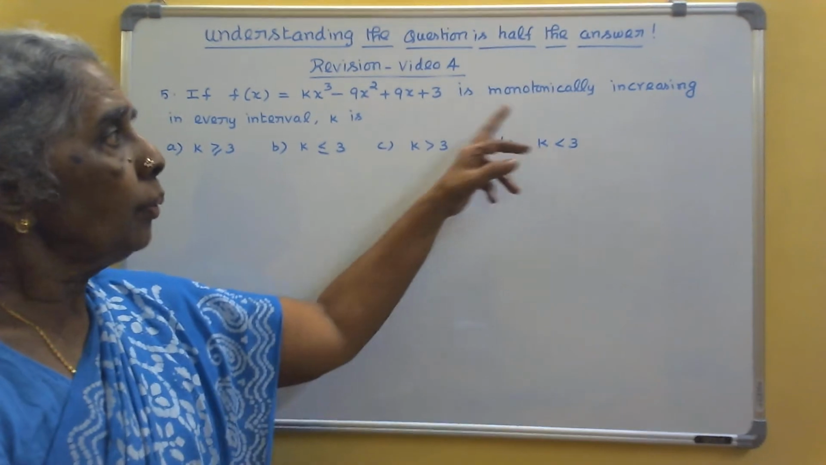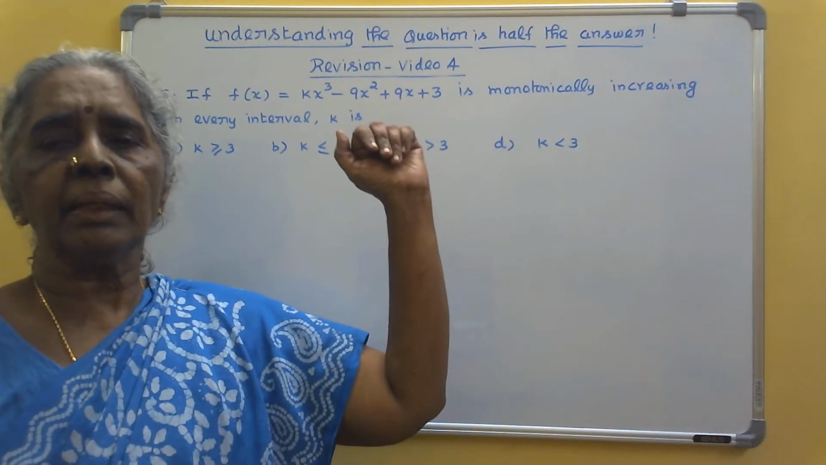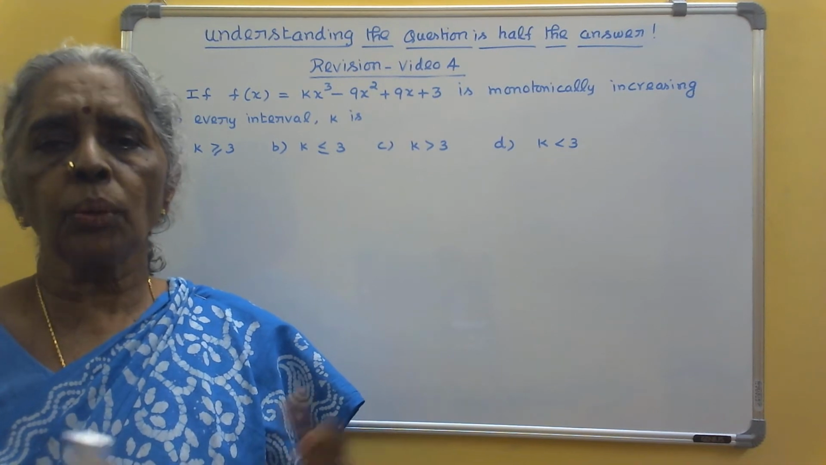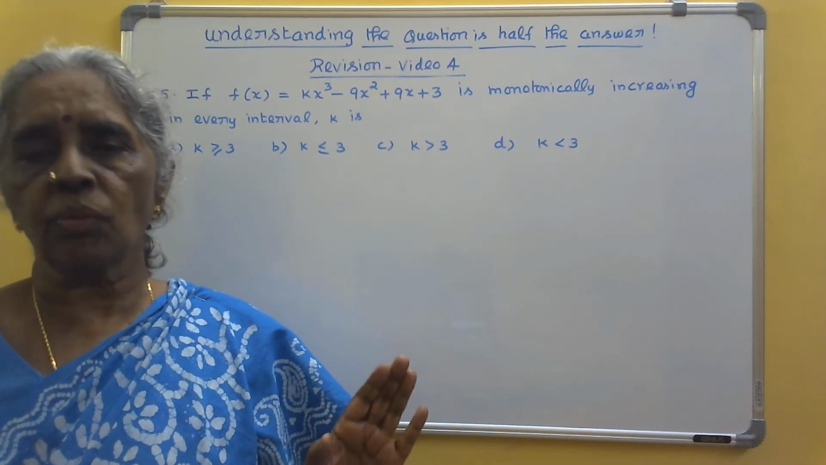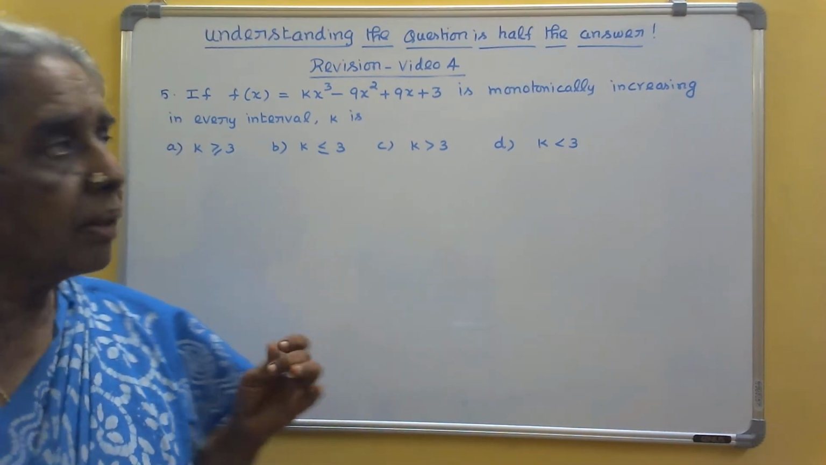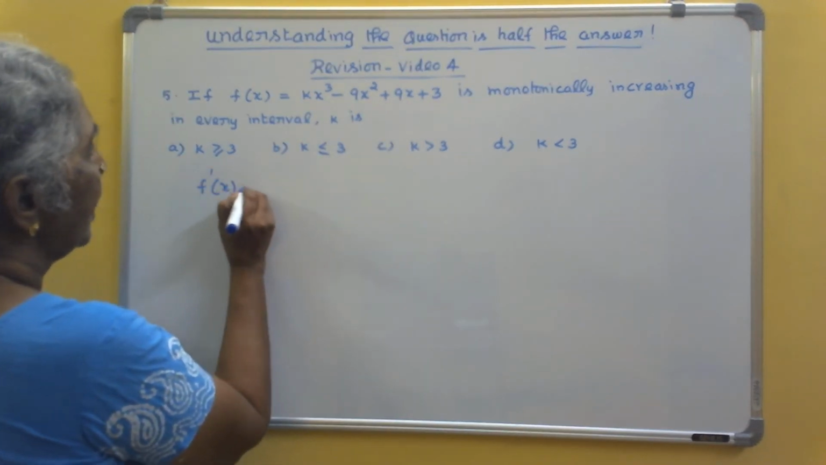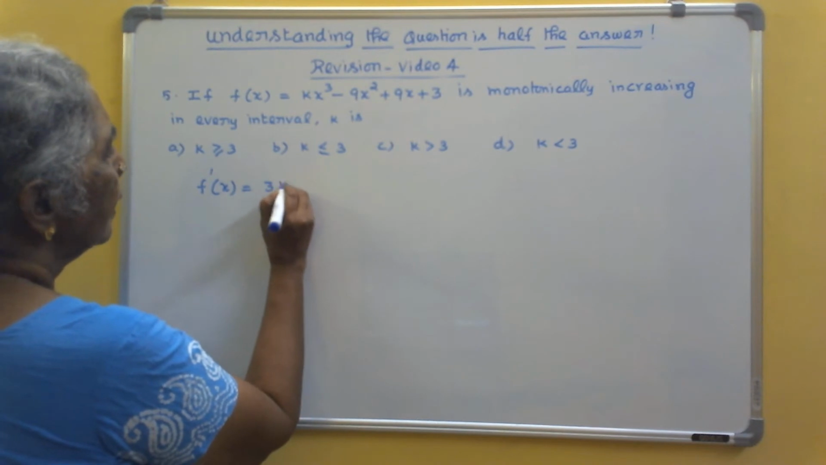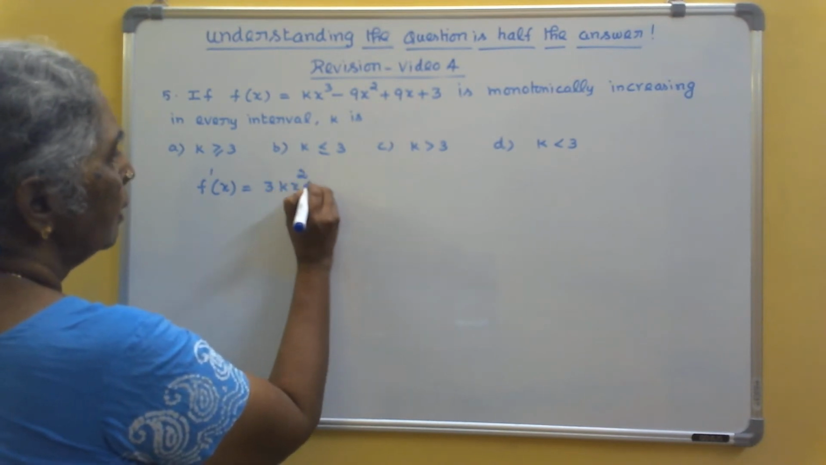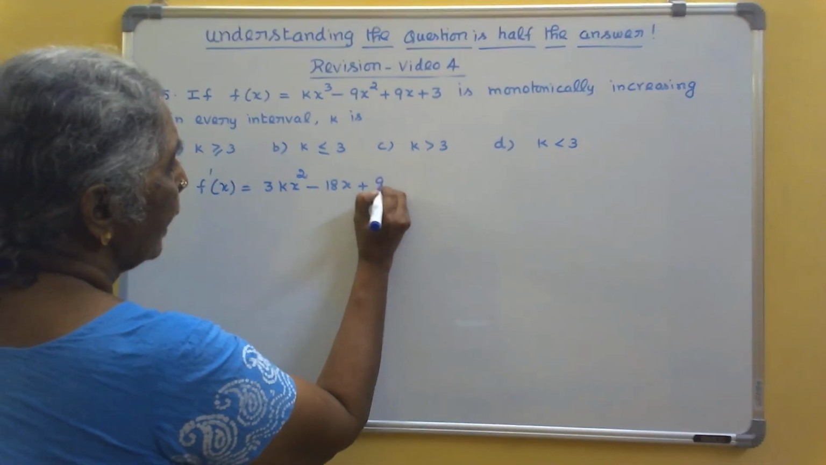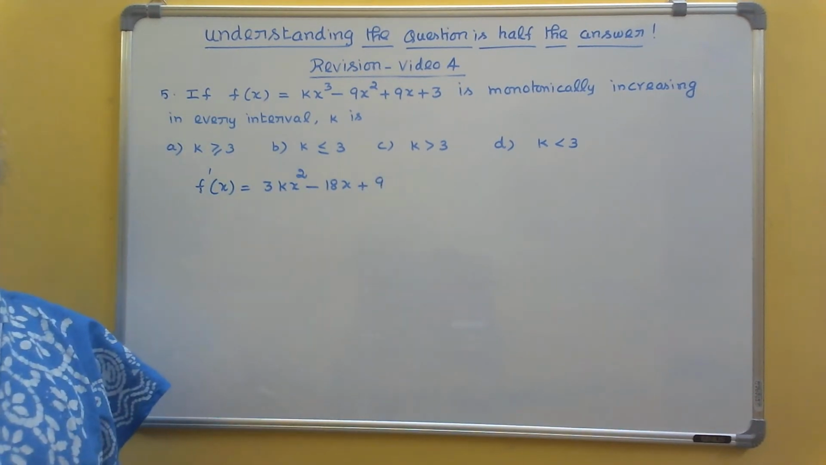Now, you know, monotonically increasing means throughout the interval it is going to be increasing. So you know f dash of x is greater than 0. That is in general, right? So now our f of x is given. So the f dash of x will be 3kx squared minus 18x plus 9. This is the f dash of x.